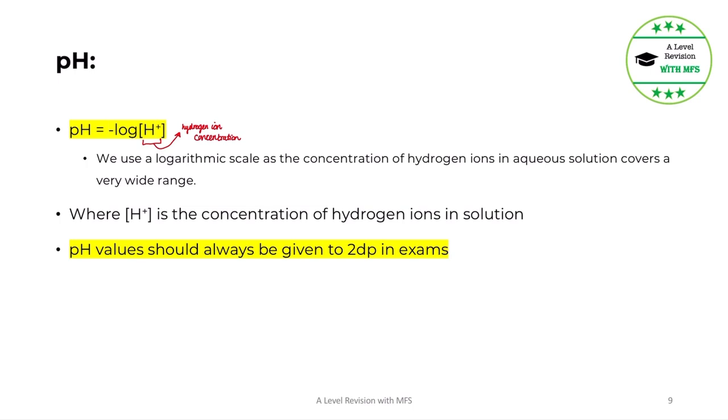And the reason why we use this logarithmic scale is because the hydrogen ions in aqueous solutions cover a really wide range. You can have very little hydrogen ions and you can have too many hydrogen ions. It's over a wide range of values. So in order to simplify it and have smaller distinct numbers to deal with, we use this logarithmic scale. Okay, and H plus is the concentration of hydrogen ions in solution.